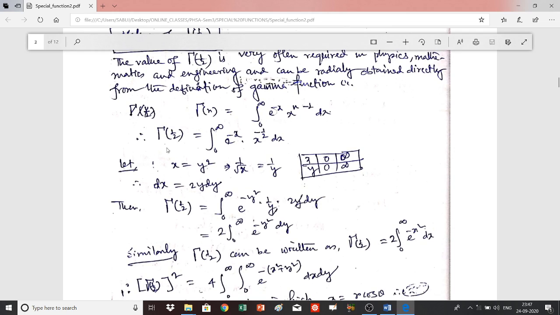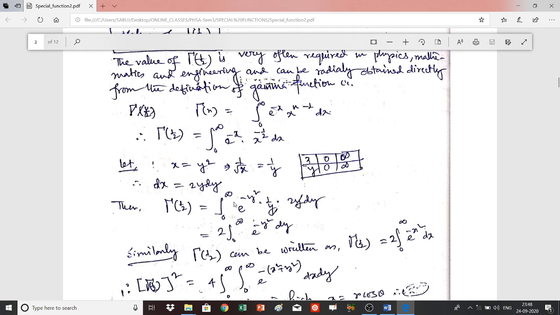Now from this expression, gamma half is equal to integral from 0 to infinity. Since x is y square, this will give you e to the power minus y square. Then x to the power minus half is there, because you have taken n as half in this case. Since n is half, n minus 1 is minus half, so x to the power minus half means 1 by root x, that is 1 by y, which has been written here. And then the value of dx is 2y dy.